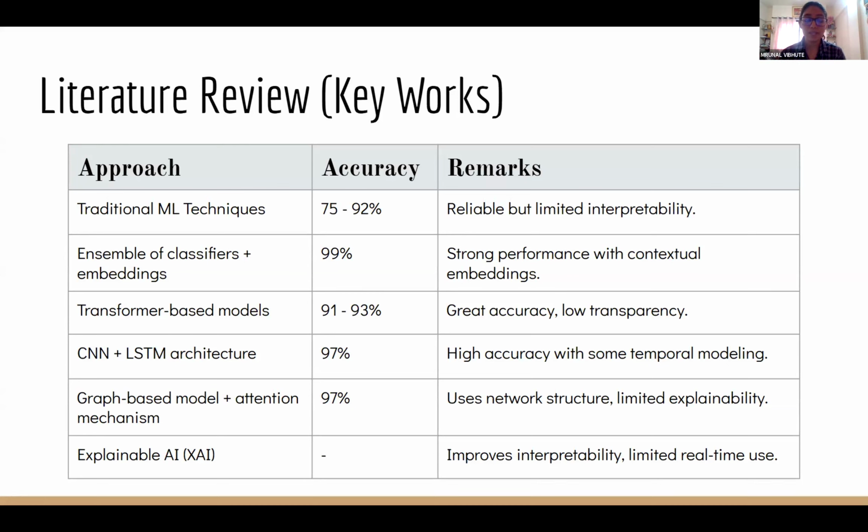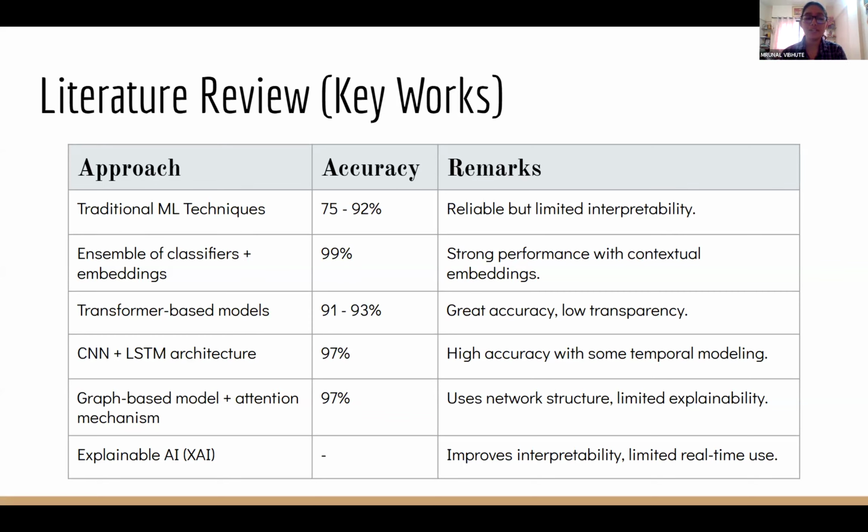Then there are transformer-based models, BERT, ALBERT, RoBERTa, etc. And then there is CNN plus LSTM architecture, which has some really high accuracy. Then there are graph-based models and attention mechanisms. It uses network structures, but again, the explainability was not shown in these papers.